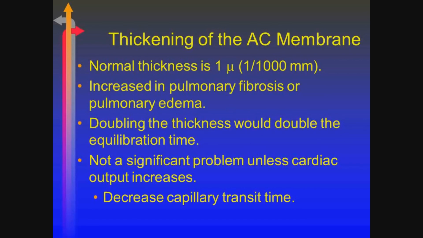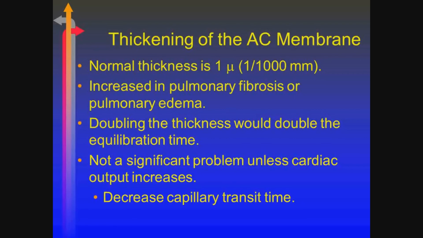Normally, we're talking about a very minor thickness that is involved. The presence of pulmonary edema, as I said, or pulmonary fibrosis leads to an increase in diffusion time. It takes longer to get across. And in the face of normal cardiac output, that's not an issue.